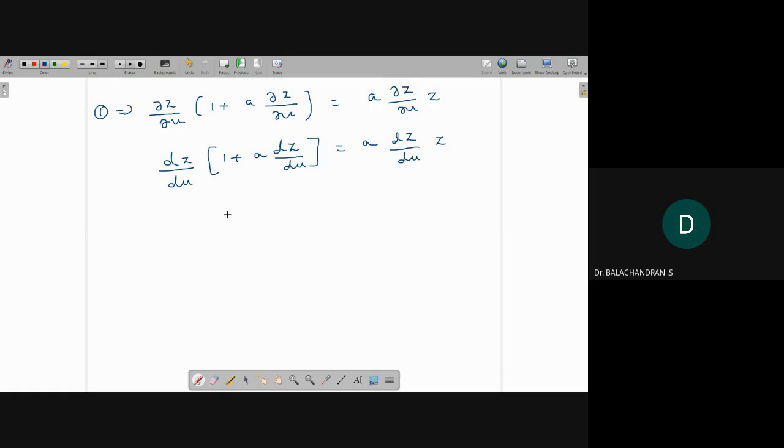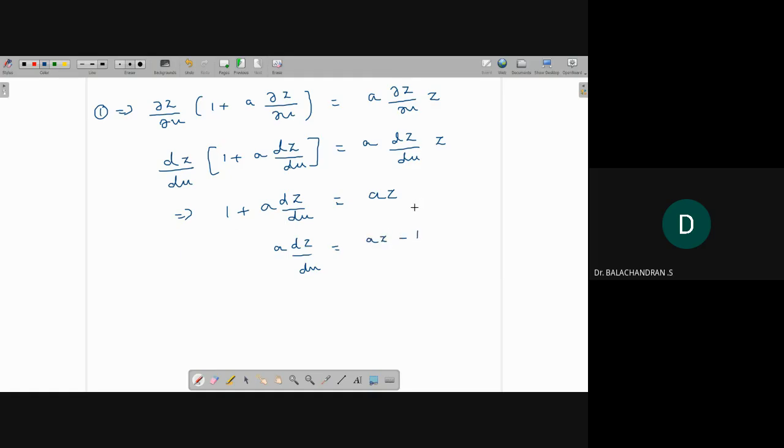So then what is remaining? 1 plus a into dz by du is equal to az. So from this, a into dz by du, we can write dz by du equal to az minus 1.